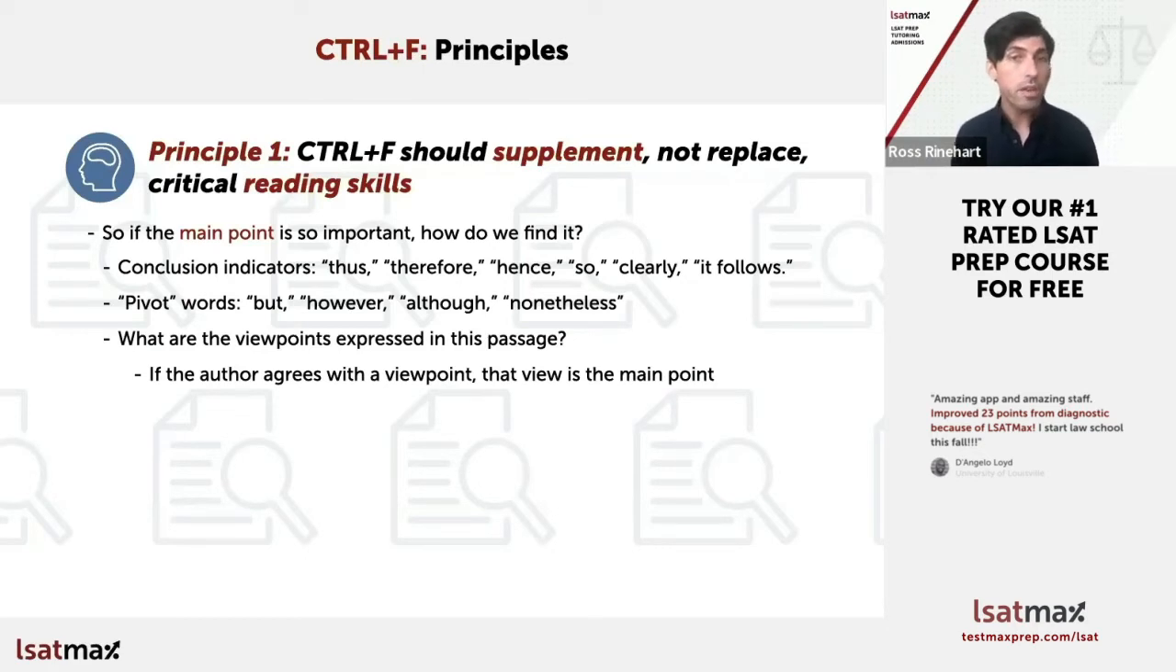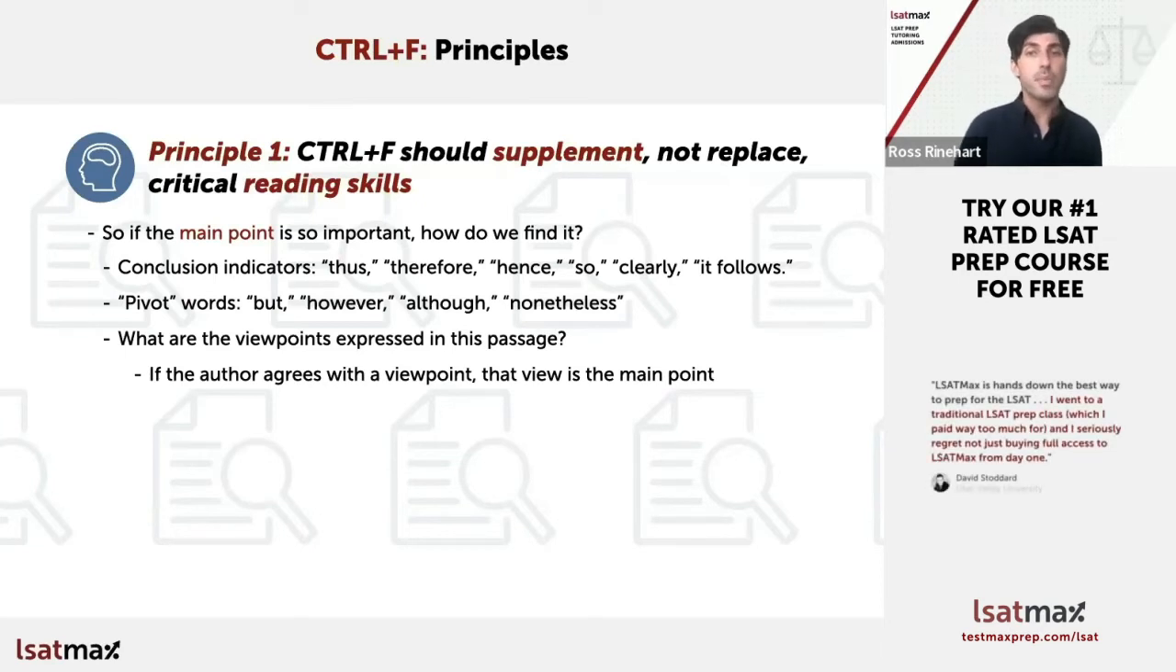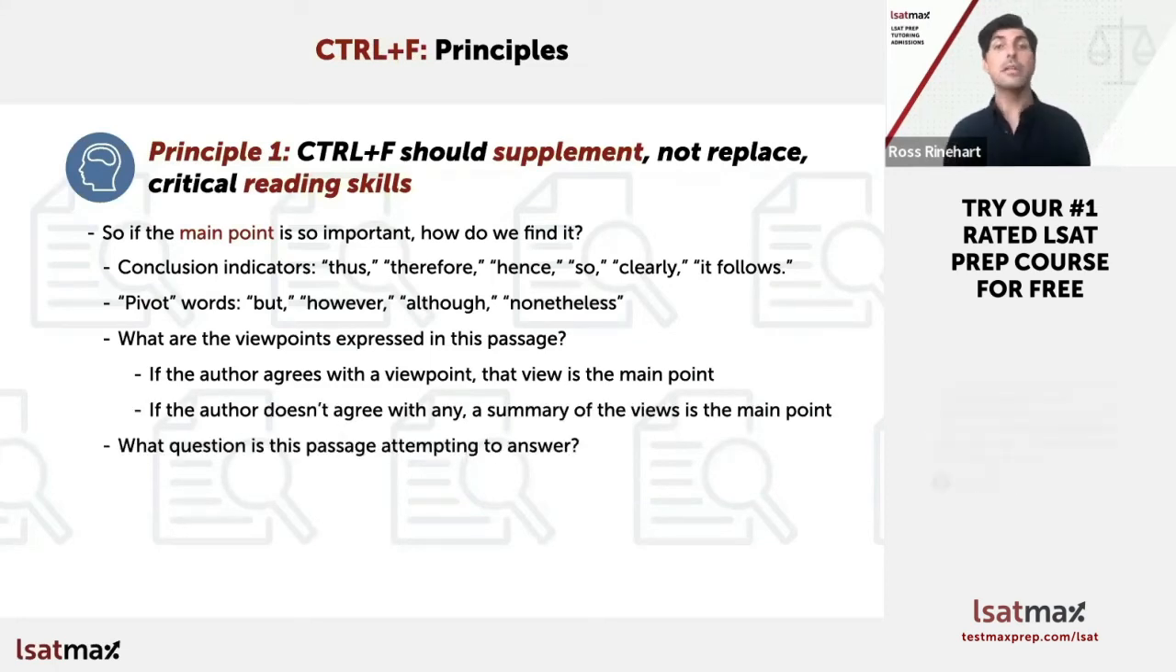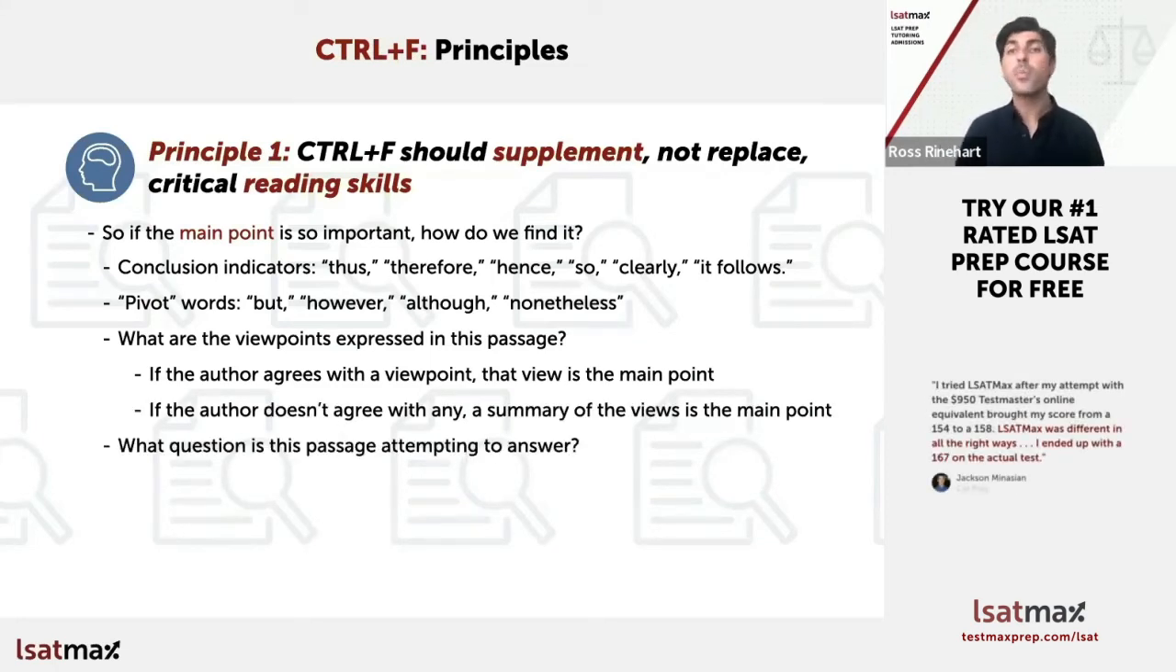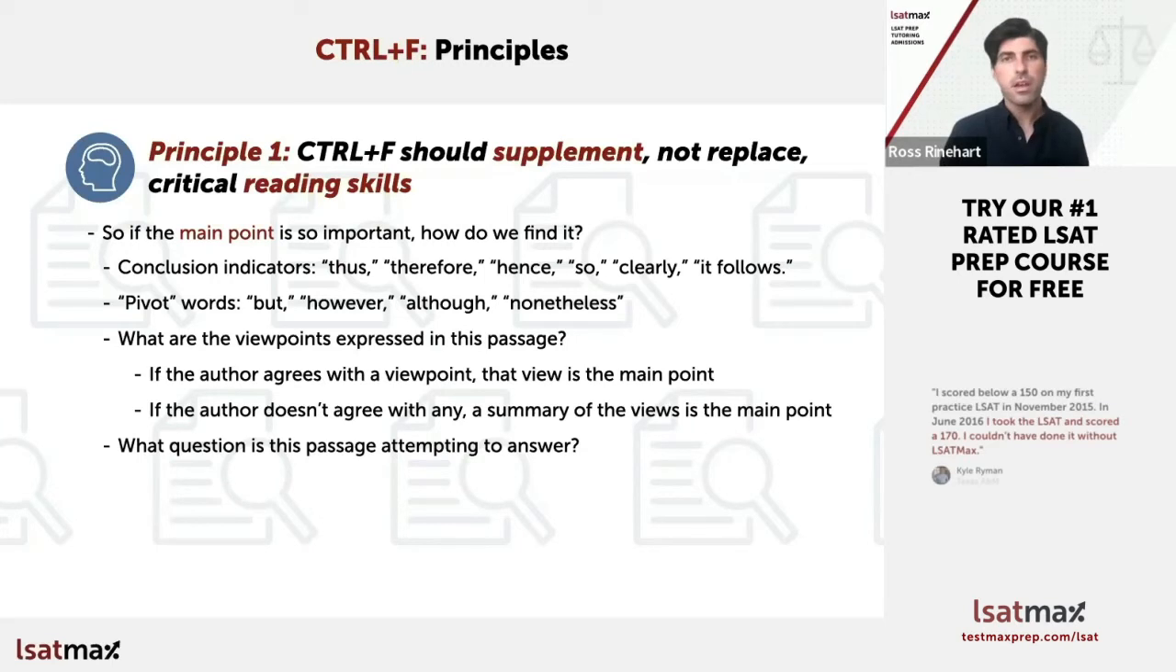Did the author agree with any of them? If the author agreed with the neurochemists, then the views held by those neurochemists are going to be the main point. If the author didn't agree with any, then a summary of all those viewpoints is going to be the main point. So we can use this kind of viewpoint method to uncover the main point.